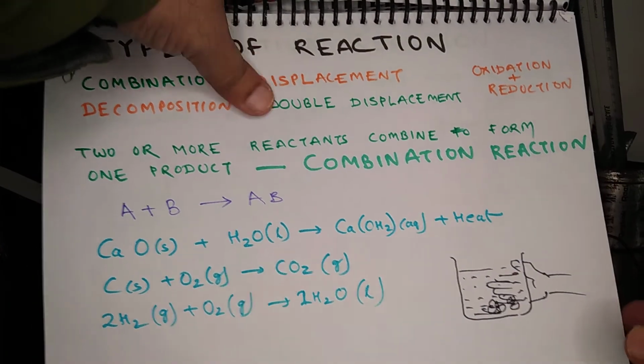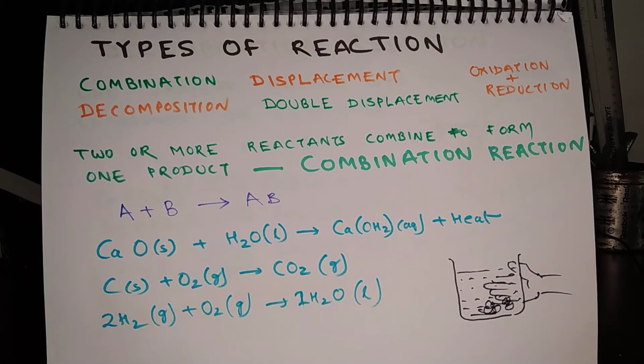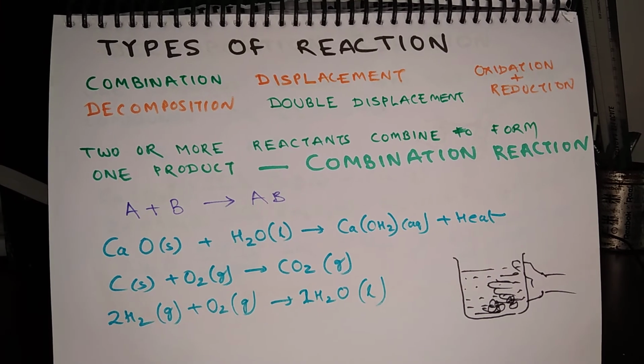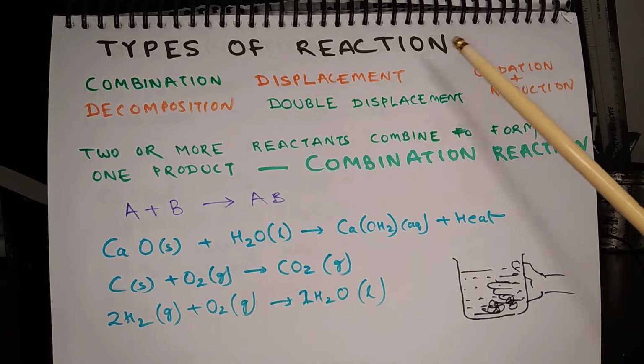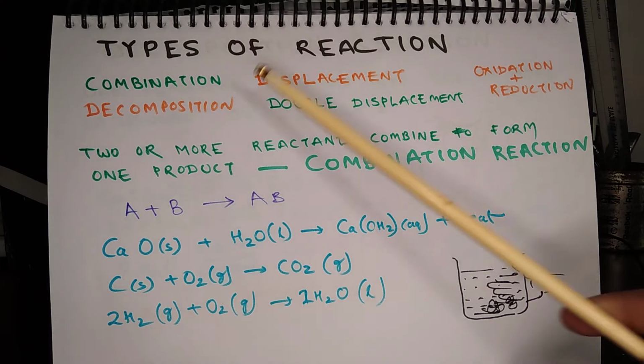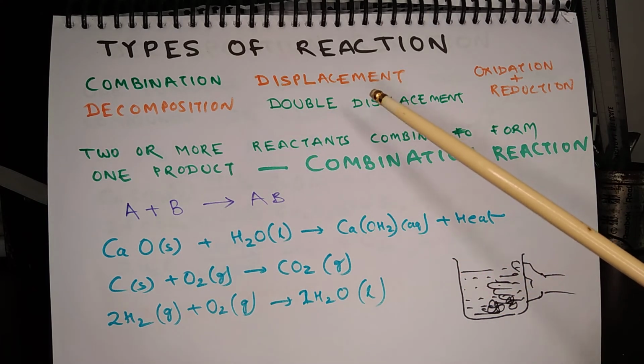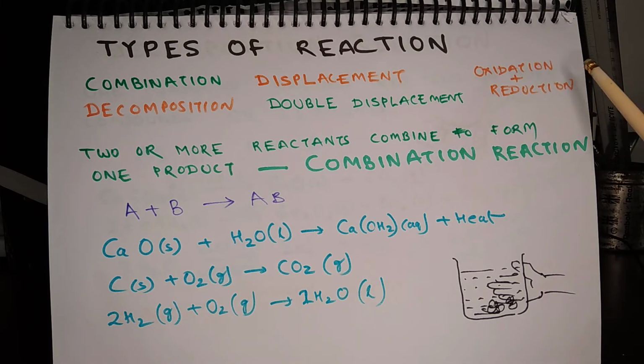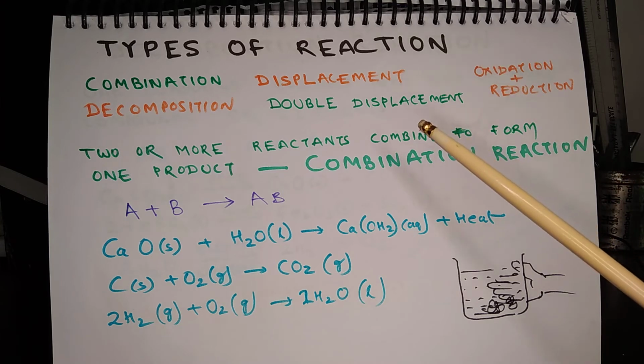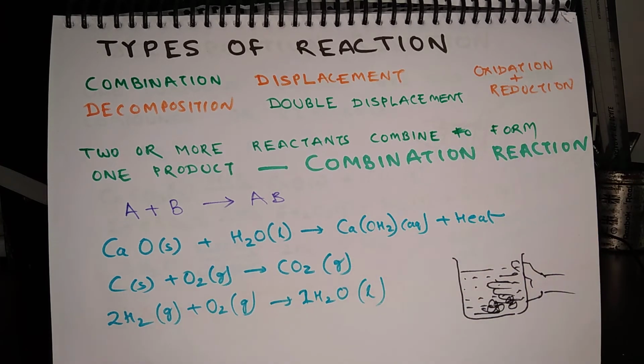Let us now move on to types of reaction. There are several types, like combination reaction, displacement reaction, decomposition reaction, double displacement reaction, and oxidation plus reduction. Oxidation and reduction have been written together with a plus sign, because these two reactions always happen together, and that is why whenever you are studying oxidation and reduction, you write both of them together. This is also called redox reaction, that is REDOX.